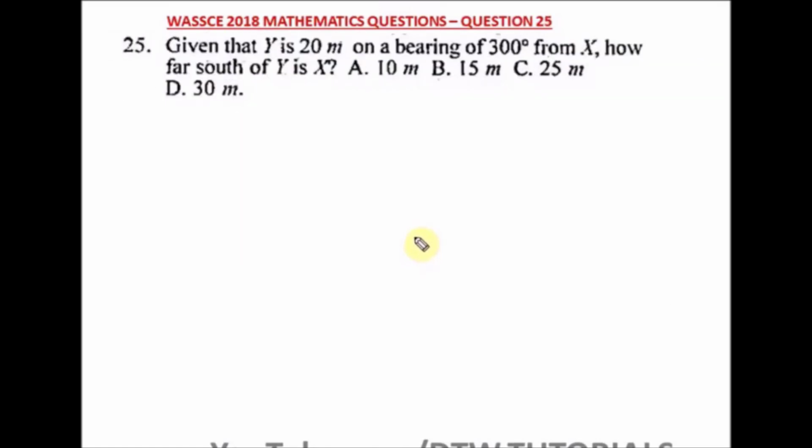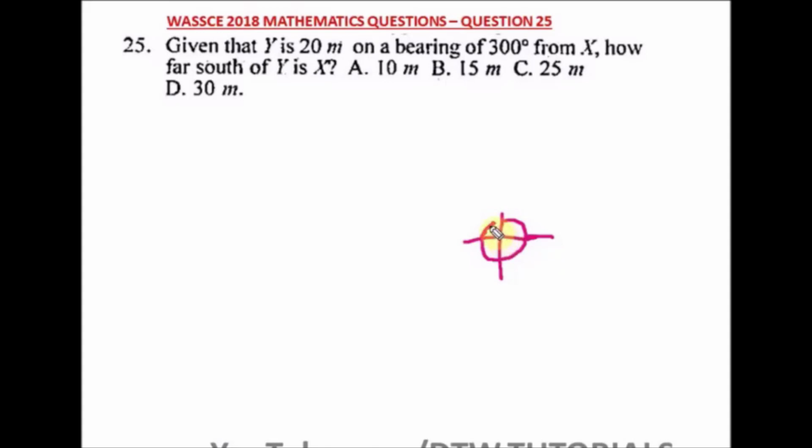Question 25 of the WAEC 2018 mathematics past question. It says, given that Y is 20 meters on a bearing of 300 degrees from X. Okay, let us interpret this question first before we go further. Let's say this is our point X here, with a bearing of 300 degrees. This is 90, this is 180, this is 270, and 300 degrees will be somewhere here.